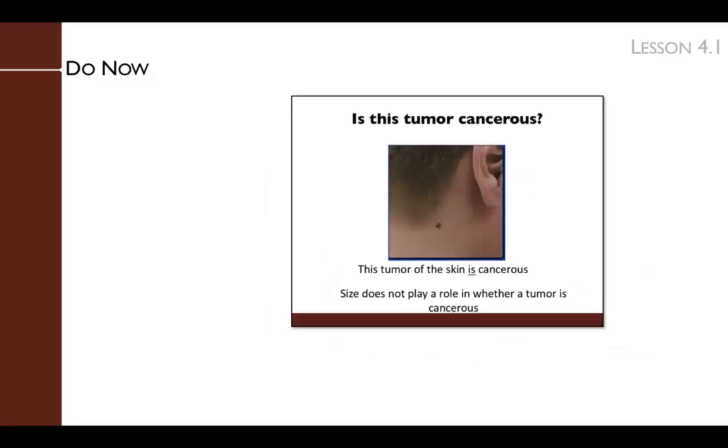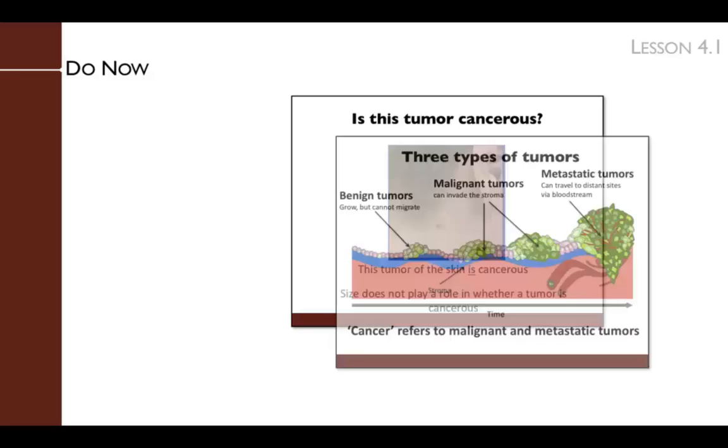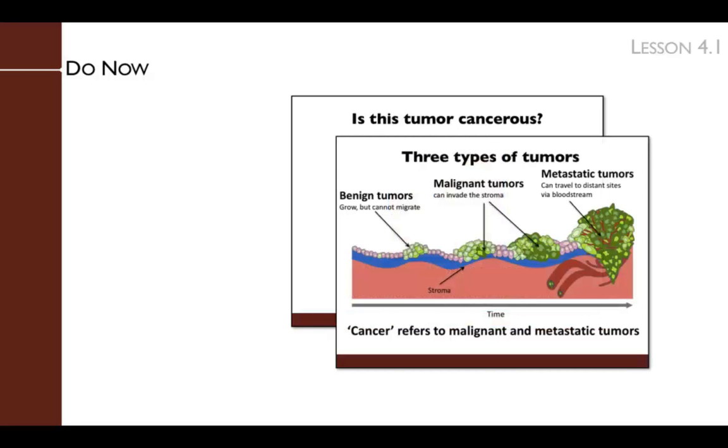Perhaps surprisingly, this tumor is cancerous because the cells in this tumor can spread beyond the primary site. We can classify tumors into three types: benign tumors, which do not migrate at all, malignant tumors, which can invade the stroma, and metastatic tumors, which can travel through the bloodstream to other areas of the body. By cancer, we mean tumors that are malignant or metastatic.